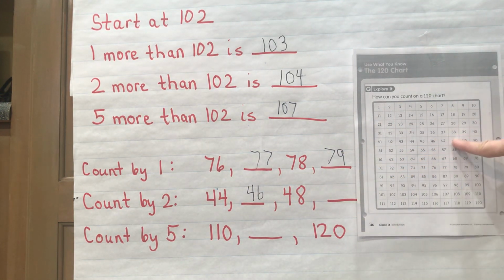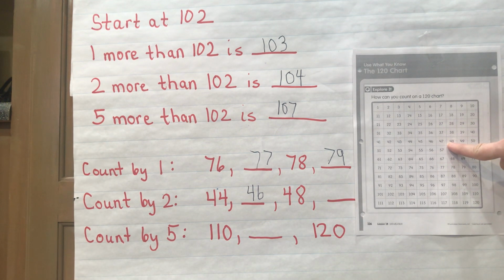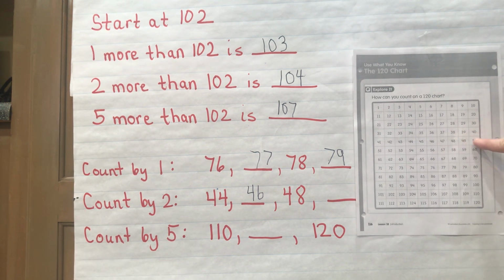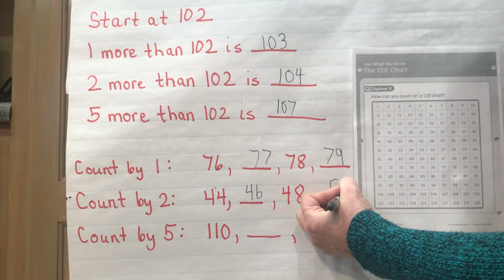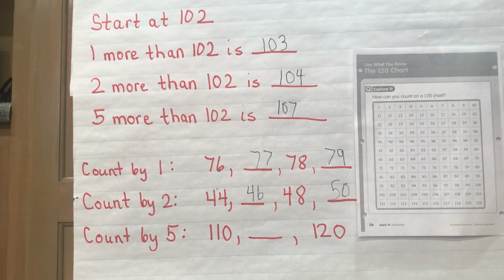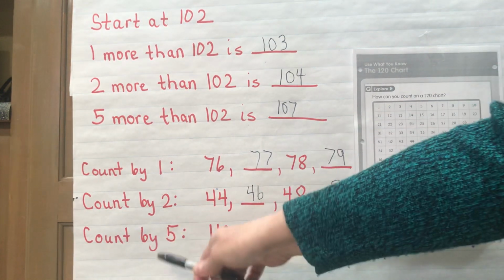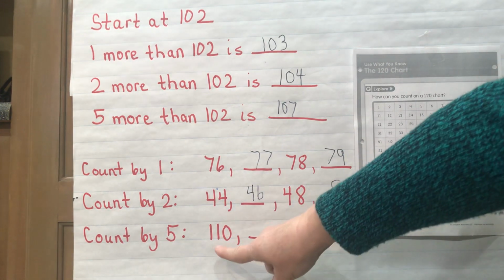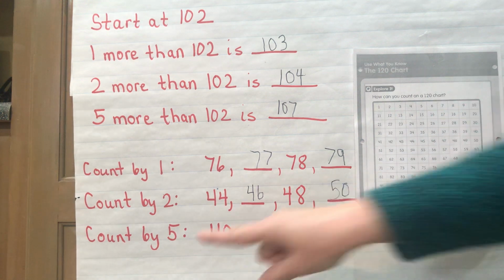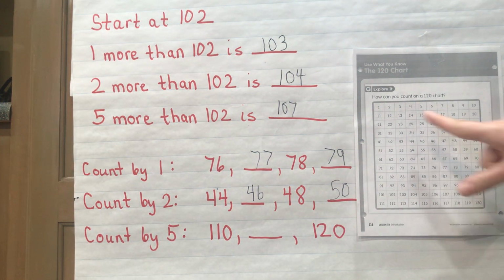So then I'll find 48. I'll count over 2. 1, 2. And I see that I've counted to 50. So I'll write 50 there. I have skip counted. Now it tells me count by 5. All right, well, it tells me what number to find. 110. So, I'm going to look down.